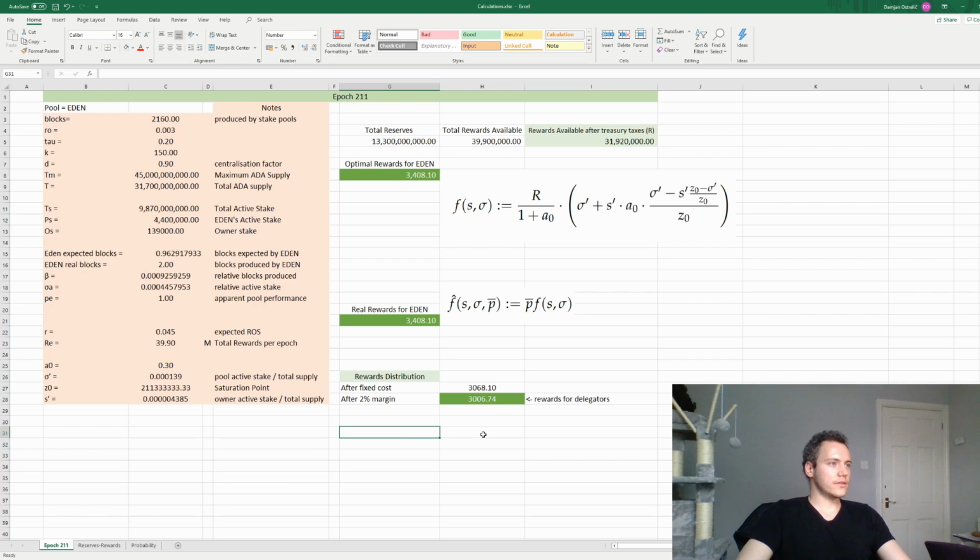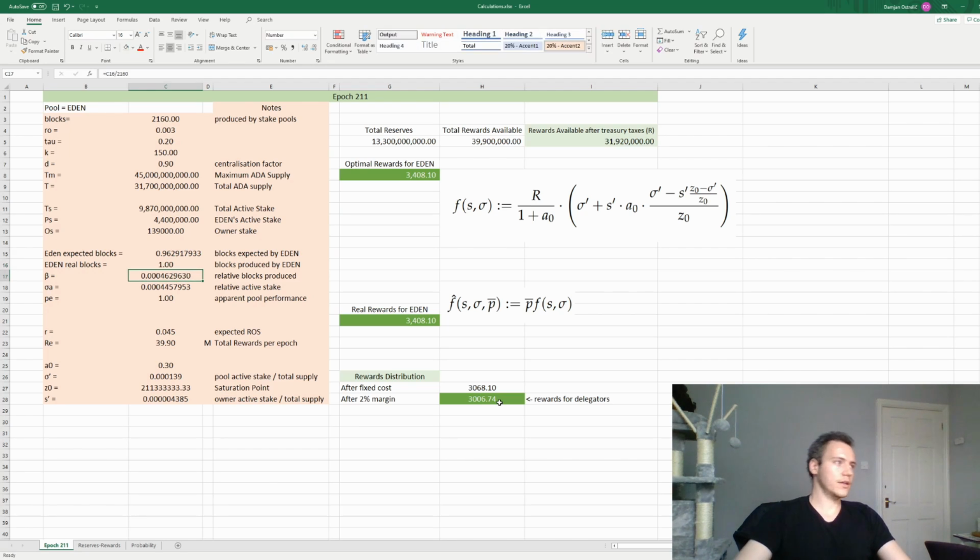Yeah, that's it. Now, what I want to illustrate to you is what I've been talking about before with the apparent performance. Why does it favor large pools so much? Well, let's first imagine that I only got 1 block instead of 2 blocks. What do you think the rewards should change with that?